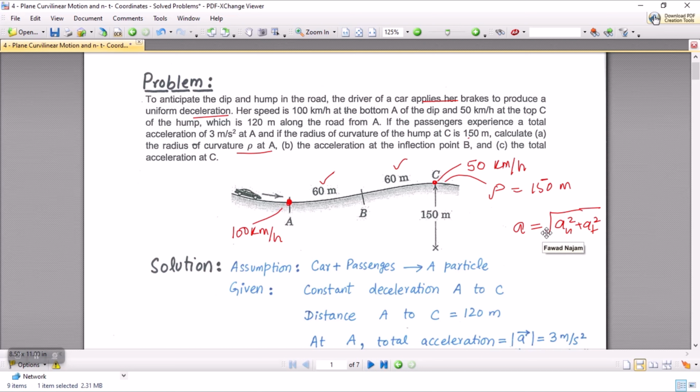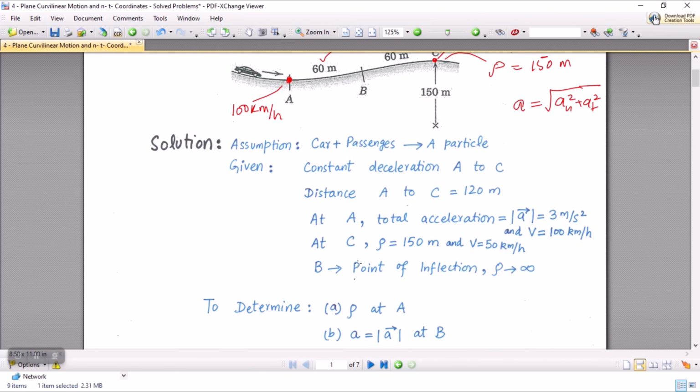So now let's clearly write what is given to us. One thing obviously is that we will assume that the car and passengers can be treated as a particle for the sake of this problem, because the actual dimensions of the car don't play a role in our calculations. Similarly, the actual weight of the car and other properties of the car and passenger are not relevant to our problem. So the given information is that there is a constant deceleration from A to C.